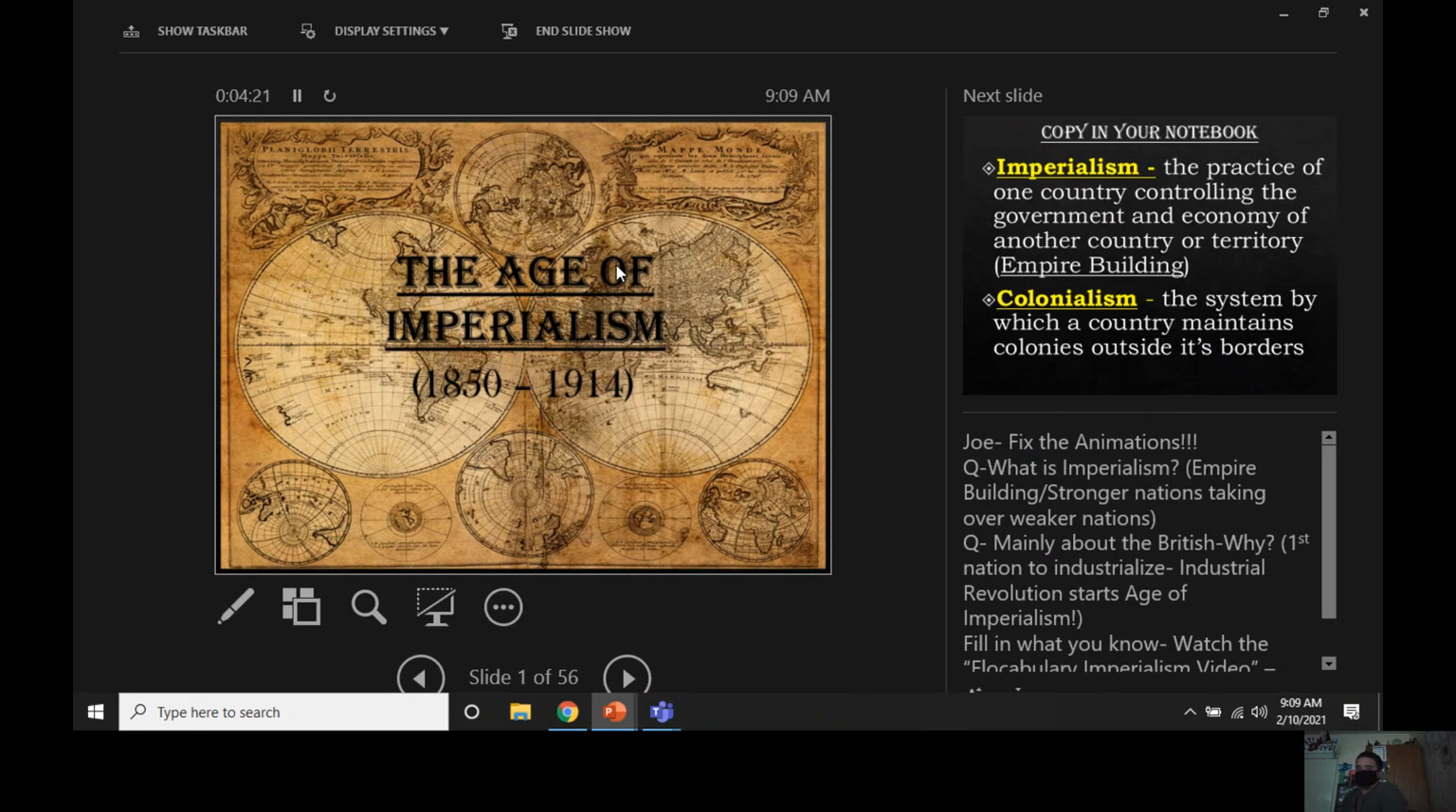A lot of different groups are involved in this. The British would probably be the biggest. Again, a lot of this is tied to industrialization. A lot of the reasons these industrialized nations are going out and building empires is to fuel the needs of industry back home. So it makes sense that the British, who were the first nation to industrialize, remember the Industrial Revolution started there, would probably participate the most.